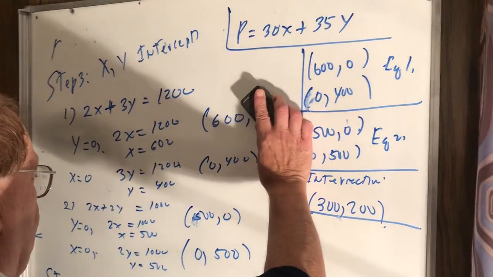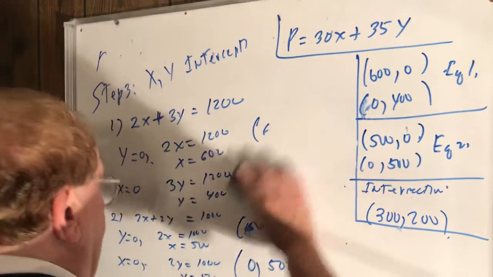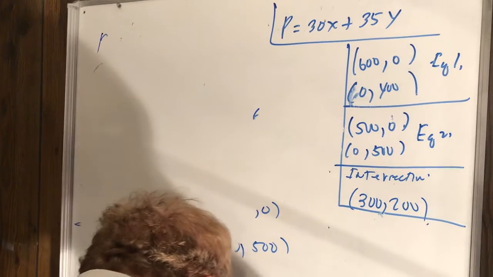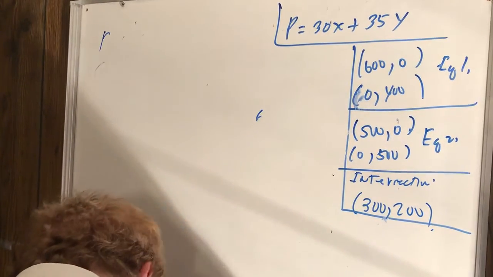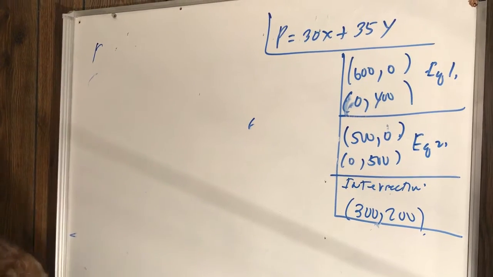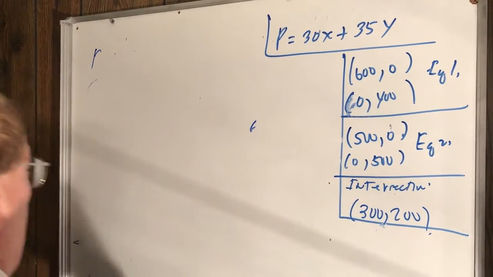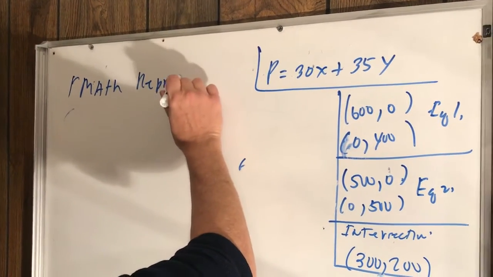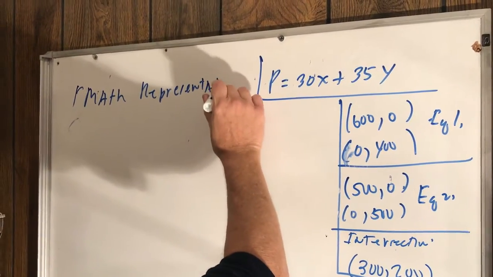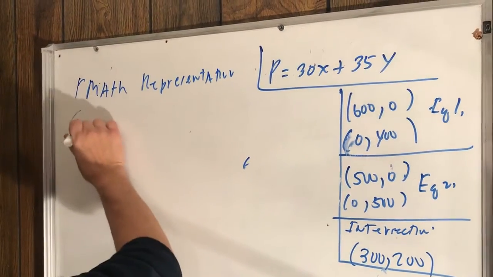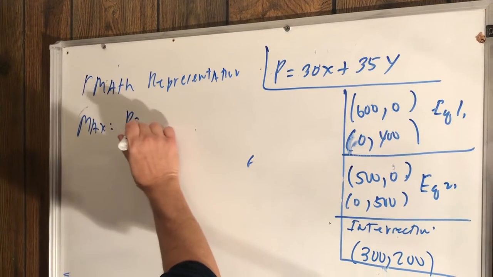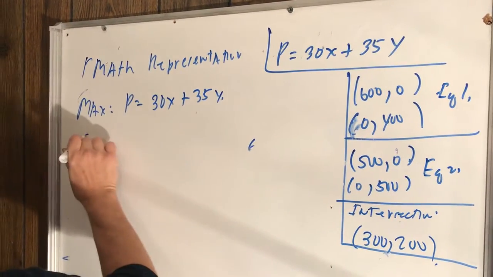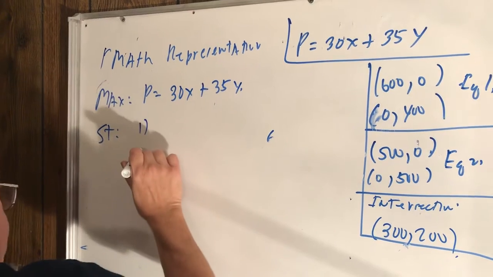Right. So now I'm going to graph this. But what I'm going to do is write this as a linear programming problem first, because this is what they're going to ask you to do. So how would you write this mathematically? I should have done this before, but this is my math representation: maximize P equals 30x plus 35y, subject to these constraints.